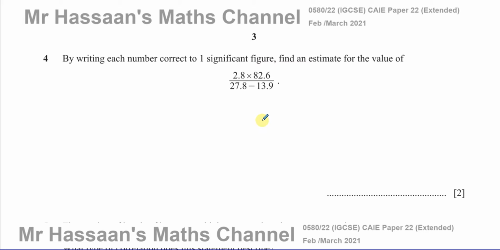This is Mr. Hassan's Maths channel, and I'm now answering a question from the IGCSE Cambridge Paper 2, Variant 2 from February-March 2021. It's from the 0580 syllabus, and it's also the 0980 syllabus as well. They're the same paper, just they grade them according to letters for 0580 and according to numbers for 0980, but they give you the same exam.